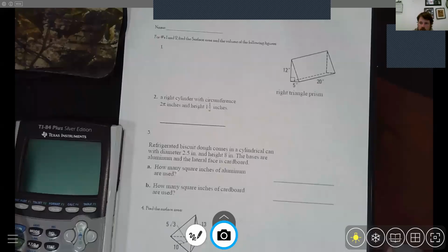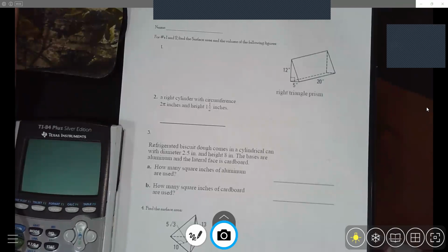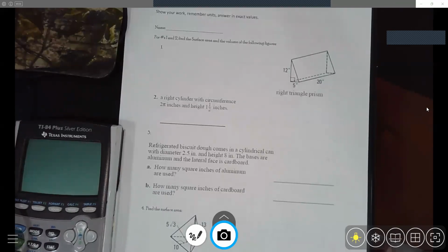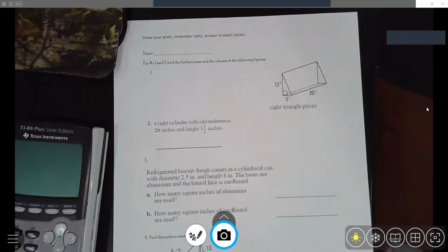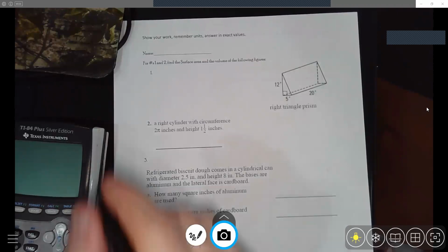Okay, we're going to be going over the Chapter 10 practice quiz and see how you did. All right, so it says for numbers 1 and 2, find the surface area and volume for the following figures. So we'll start with surface area.